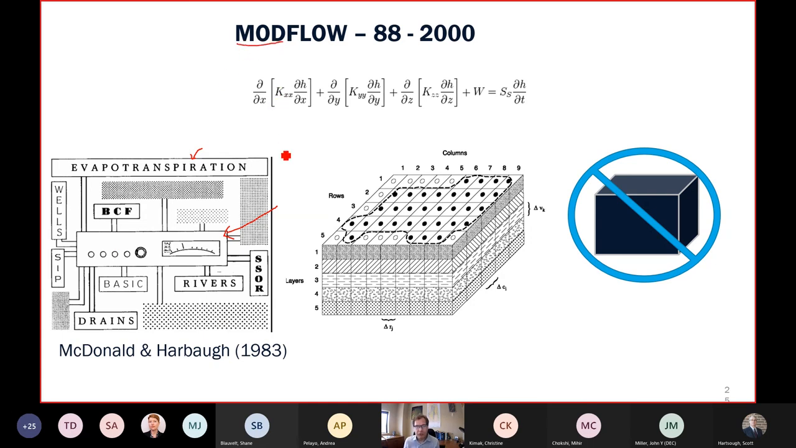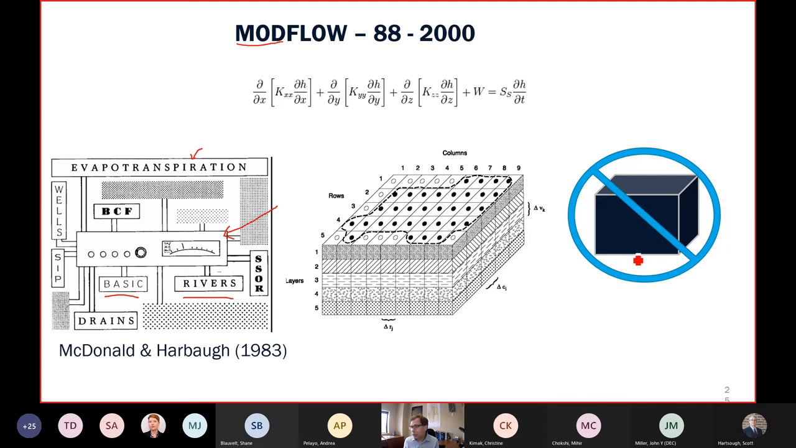MODFLOW is developed as a modular numerical groundwater flow model so that they recognized later in history they would want to be able to bring in different packages for, let's say, the river package or the basic package, and it evolved over time. MODFLOW is a numeric model, so it typically works with structured grids, but as you'll see in recent years, it's moved on to unstructured grids, which is a phenomenal change.